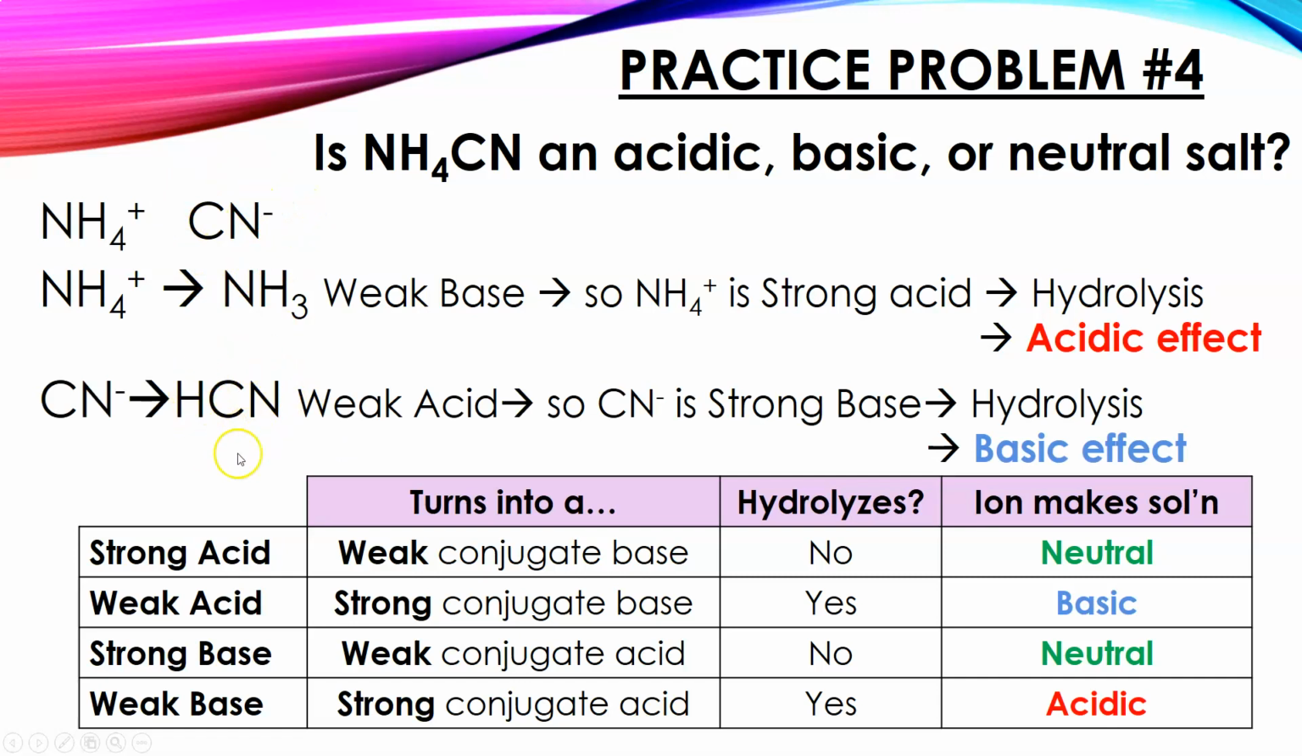Hydrogen cyanide, right? That's weak, which makes the conjugate ion a strong base. Wants to hydrolyze, so it's basic. Well, now we're in that situation where one thing is acidic, one thing is basic, and we don't know who wins. Which is stronger? Is the acid stronger or is the base stronger? Or are they equal? We need some K values.